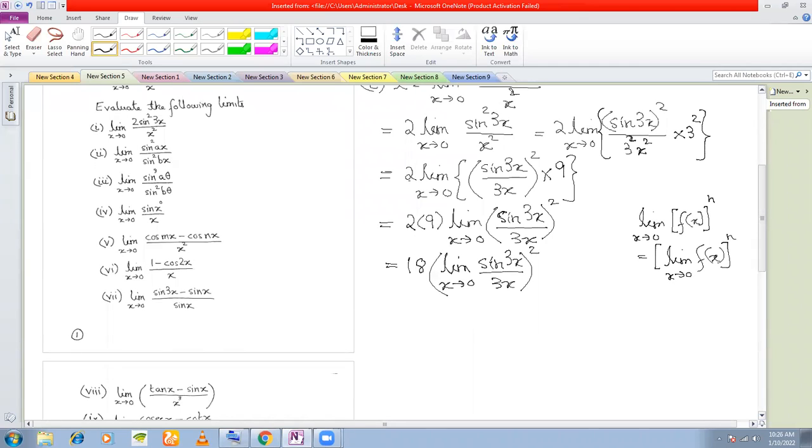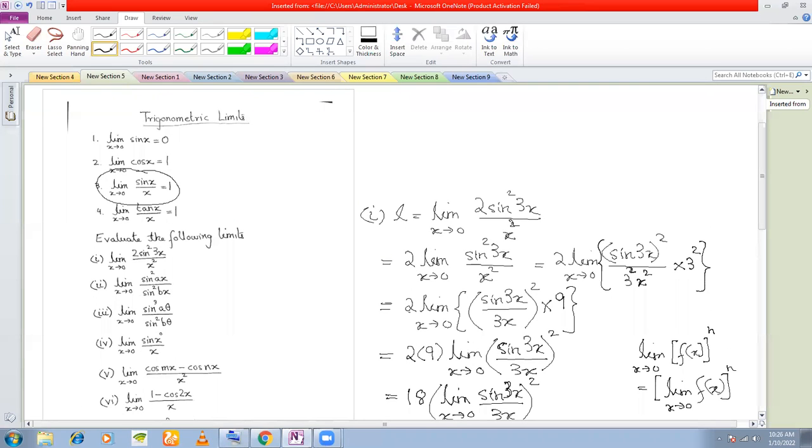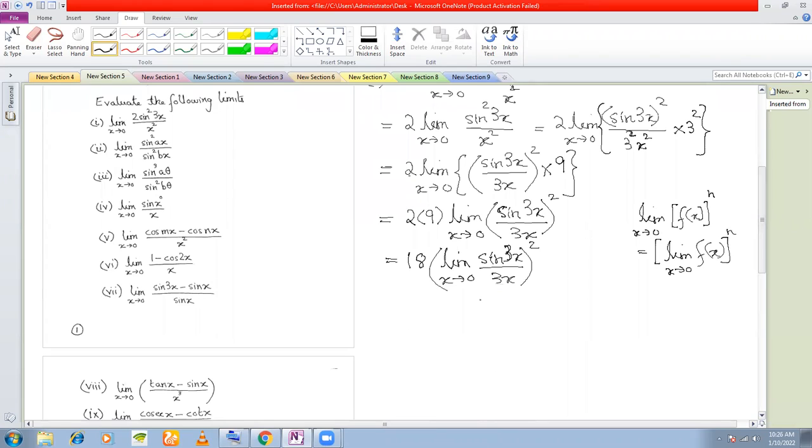Now, we have 3x here, but in the formula, what do we have? We have x here, right? So as long as 3x is very close to 0, we can write this equal to 1. But there's one more step which I would like to do because this is an introductory sum. So I say let y is equal to 3x. Therefore, as x tends to 0, y tends to 0.